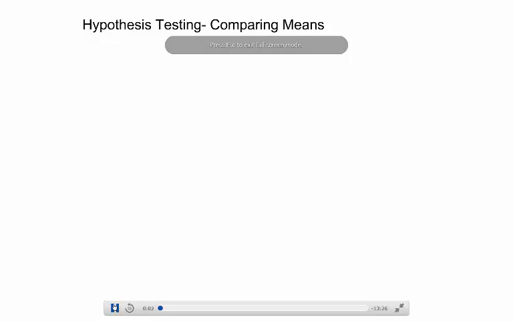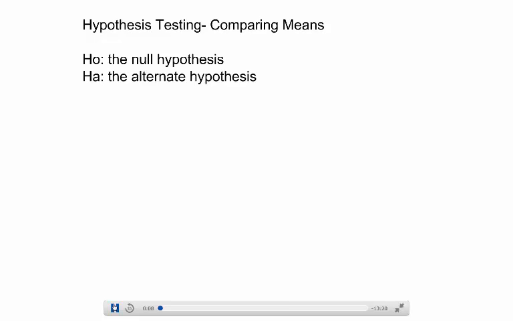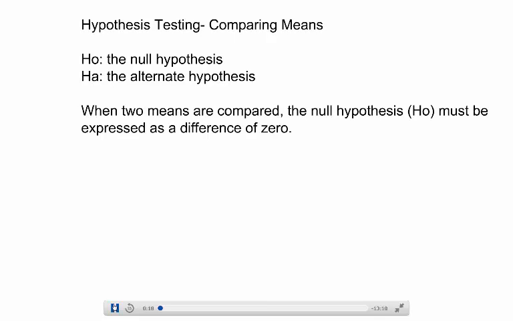In this video, we'll be testing hypotheses by comparing means. Just like with hypothesis testing for a single mean, Ho will represent our null hypothesis, and Ha will represent the alternate hypothesis. However, unlike hypothesis testing for a single mean, when two means are compared, the null hypothesis must be expressed as a difference of 0.